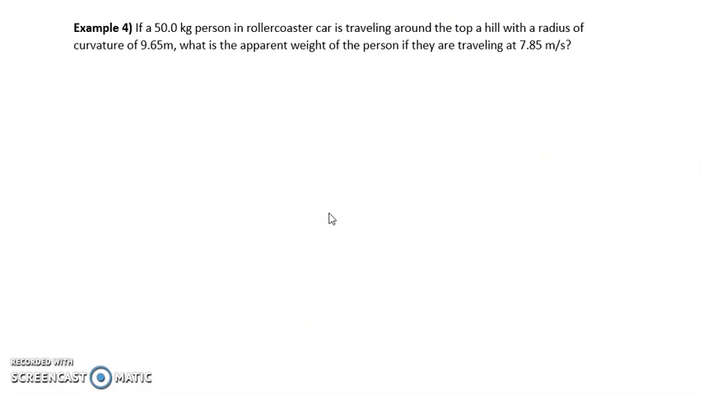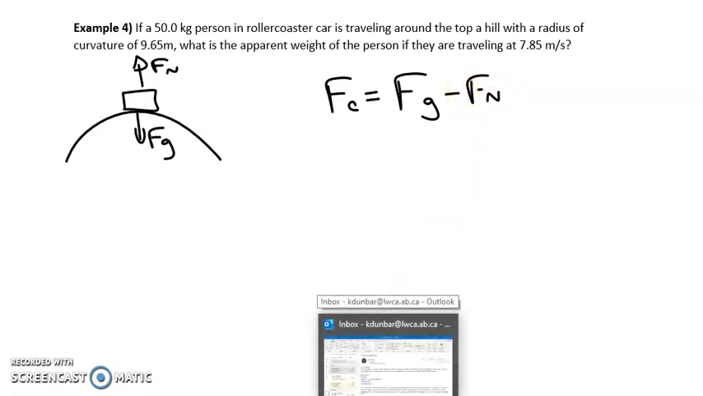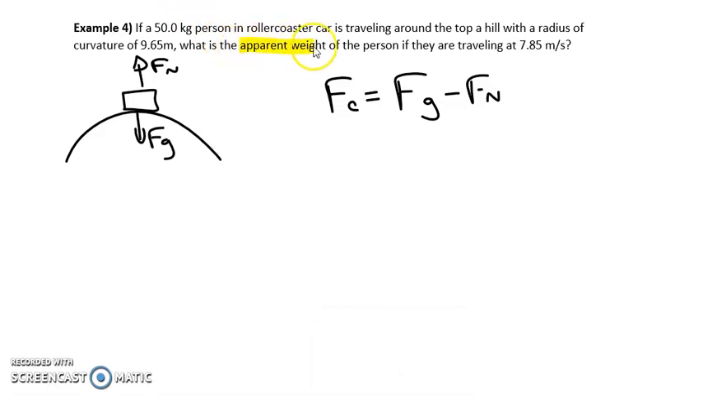Okay, one more example here. This one is an apparent weight question. We've got the car on top, force of gravity, normal force. And so in this case, the centripetal force is equal to the force of gravity minus the normal force. Now, because we're looking for that apparent weight, we want to know what is the apparent weight of this person. We're looking for the normal force. So first thing, we're going to just add that to both sides. And then subtract the centripetal force.